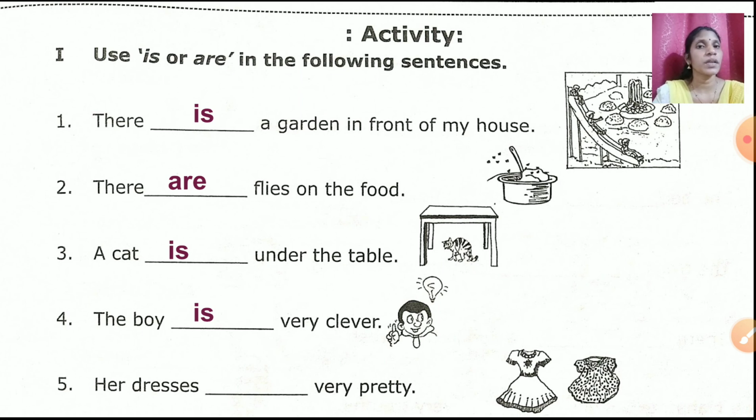Now the fifth one. Her dresses dash very pretty. Now dresses means what? One or many? Yes, many. Dresses means we are talking about many dresses, more than one. So here what are you supposed to use? Are. Her dresses are very pretty. Okay, now I hope you all have written the answers. Now we will go to the next.